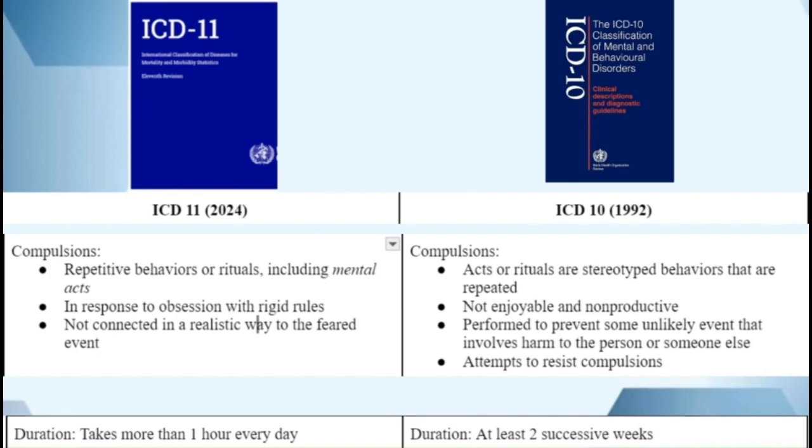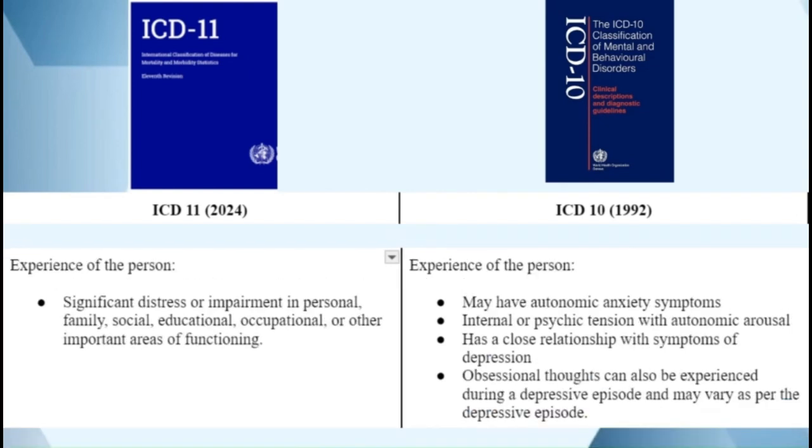In terms of the overall duration, ICD 10 specifically says that it should be at least 2 successive weeks, while ICD 11 says it takes more than an hour every day. But they have not mentioned the overall duration, at least not in the essential features. But they have mentioned that they should be time consuming. So in terms of the experience of the person, the autonomic features have to be there as per ICD 10, and there is a close relationship between OCD features and depressive features, and sometimes it is very difficult and tricky to isolate them for an independent diagnosis.